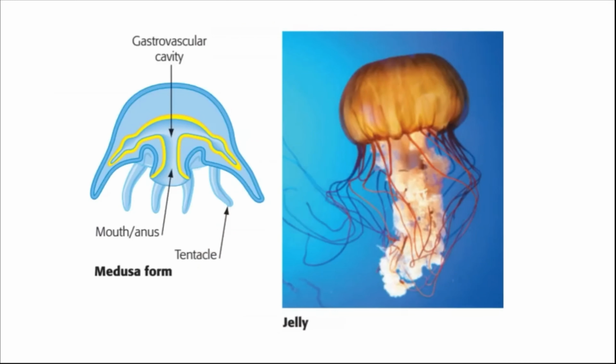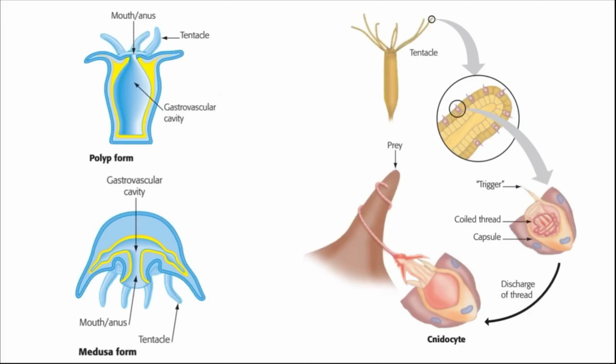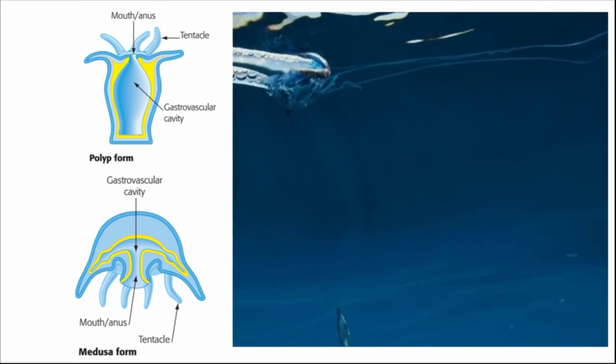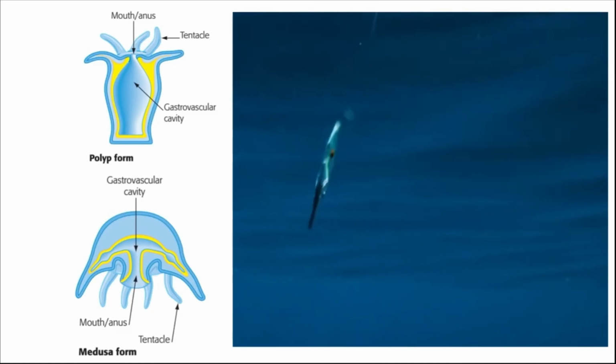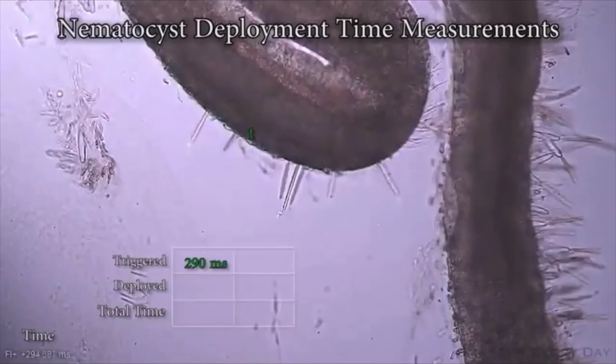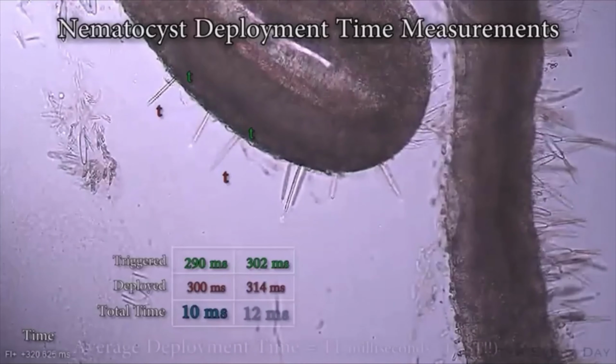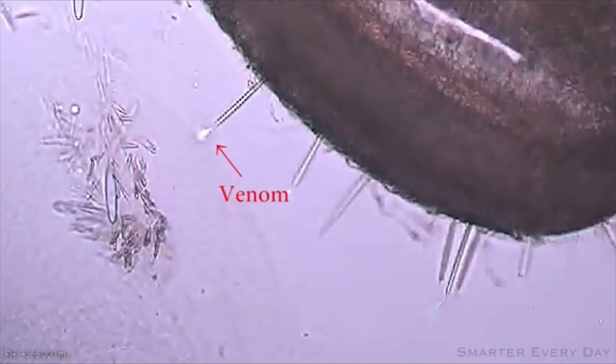In the medusa form, cnidarians are free swimming. You might be familiar with jellyfish. Jellyfish also have a single gastrovascular cavity and also a single opening that serves as both the mouth and the anus. An important feature of cnidarians is the presence of cnidocytes. Cnidocytes are specialized cells that sting and capture prey. Oftentimes they envenomate prey and paralyze or kill them. Cnidocyte stinging cells occur along the tentacles of cnidarians. They're ready to fire upon contact with the prey item.